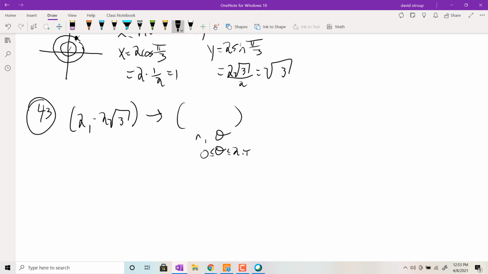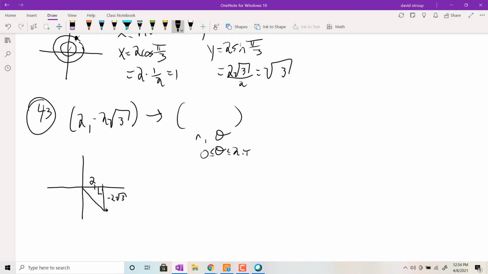So first I'm going to graph the thing to find the quadrant I need. So positive 2, and then down 2 root 3. So it's going to be down here, right? Somewhere. I'm in the 4th quadrant. There's my right triangle. The x value is 2. The y value is negative 2 root 3.